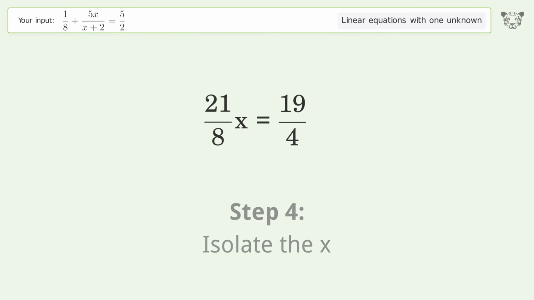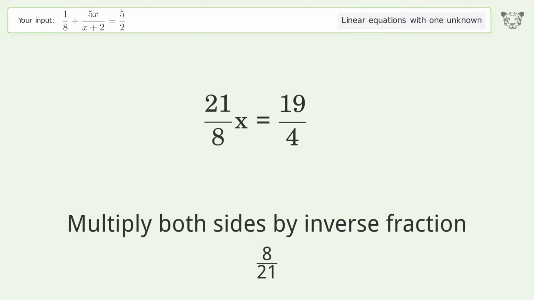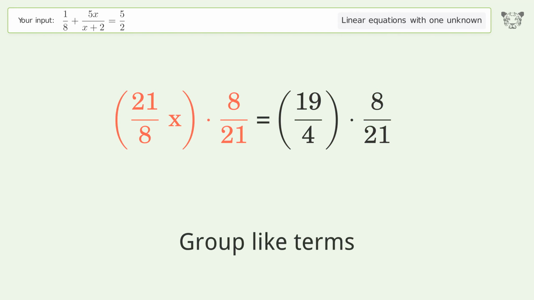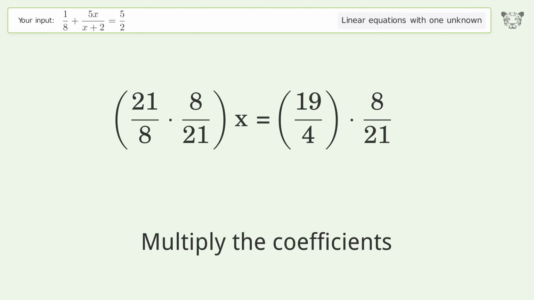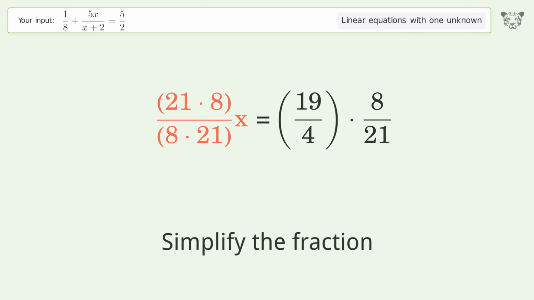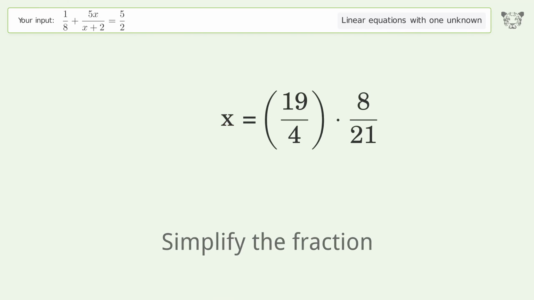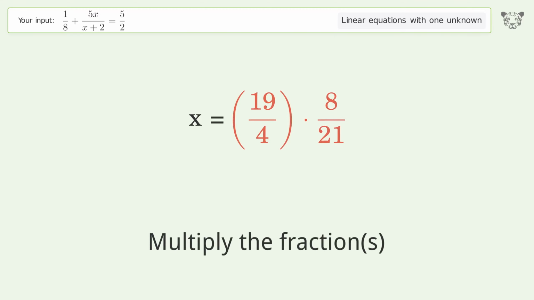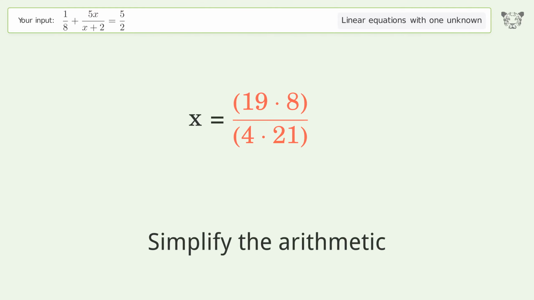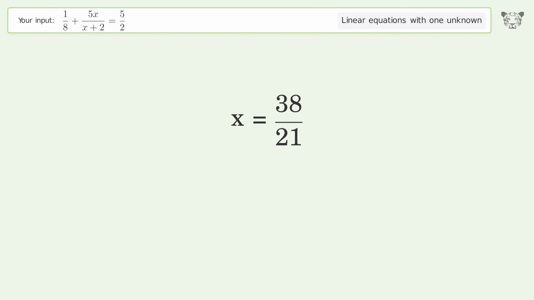Isolate the x. Multiply both sides by inverse fraction 8/21. Group like terms. Multiply the coefficients. Simplify the fraction. Multiply the fractions. Simplify the arithmetic. And so the final result is x equals 38/21.